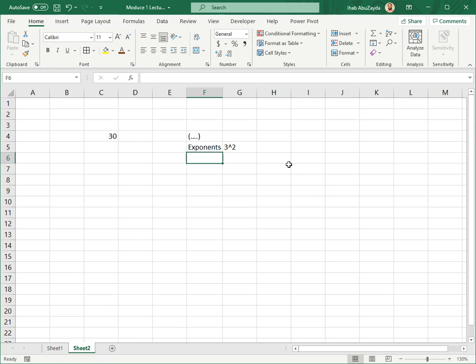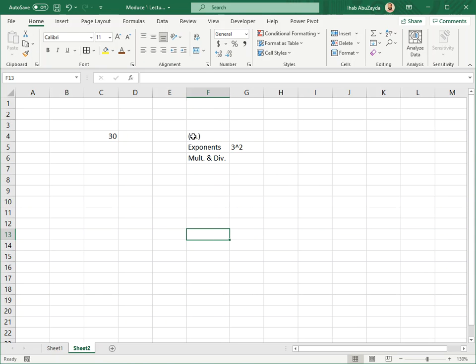Okay, then we have multiplication and division, and both of these have the same precedence. So this has the highest, then this, and then this. What if I have one multiplication and one division, or two divisions, or two multiplications? The way it will calculate it is going to go from left to right. So whatever happens first will get calculated first.